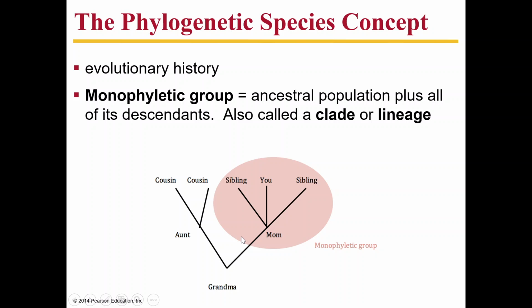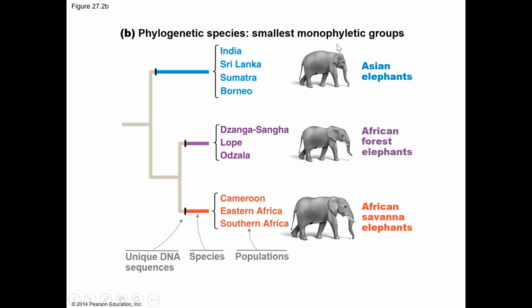But note that there's a total of 3 monophyletic groups here. There is your mom and family, there is your aunt and family, and then you all share your grandma and family. So there's the larger clade and the 2 smaller clades. If this was an actual phylogenetic tree, the smallest version of each one here, these are individuals, but if these were different branches on an evolutionary tree, each one of these individuals would be a species, okay? So the phylogenetic species is the smallest of the monophyletic groups.